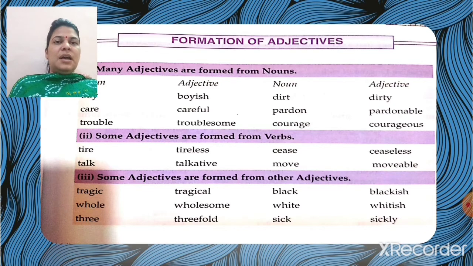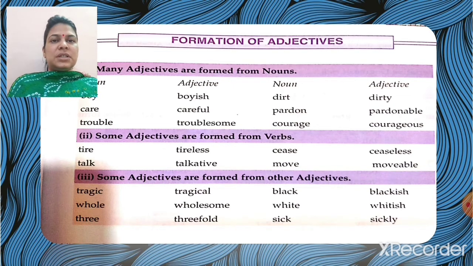Now see how adjectives are formed from verbs. For example, see the verbs tire. This is a verb. Talk. This is a verb. Cease means stop. This is also a verb. Move is also a verb.